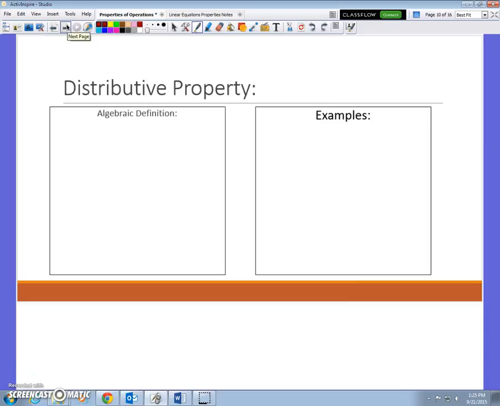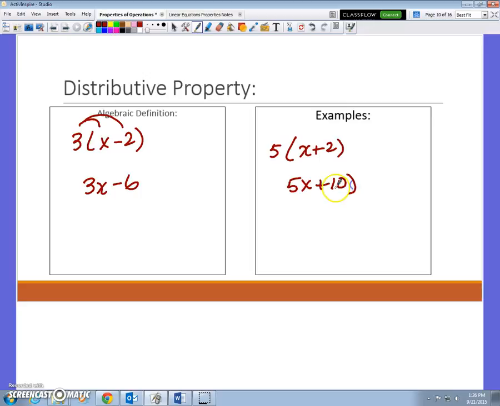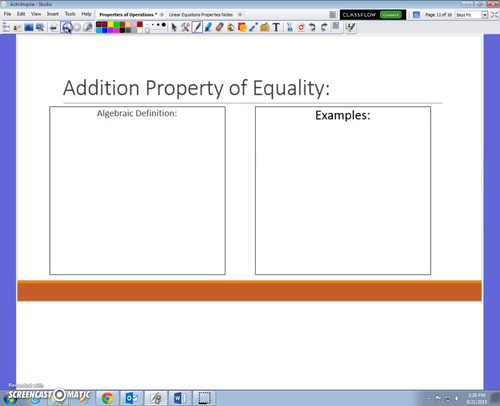Distributive property. If I had 3 times x minus 2, the distributive property, or the rainbow property, I call it, is when you multiply 3 times everything in the parentheses. 3x minus 6. Just like so. That's it. It's called the distributive property. So I could do, that's basically an example in itself. 5 times x plus 2, 5x plus 10. Okay, 5x plus 10. I don't need that parenthesis on there. Okay, there you go. Pretty straightforward. That one I think everyone knows pretty well.